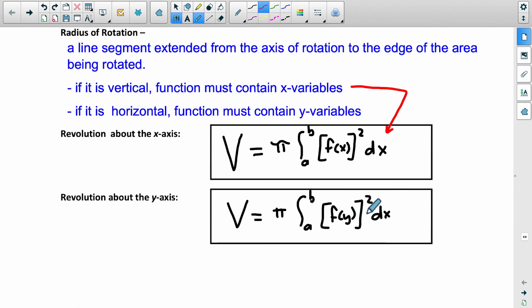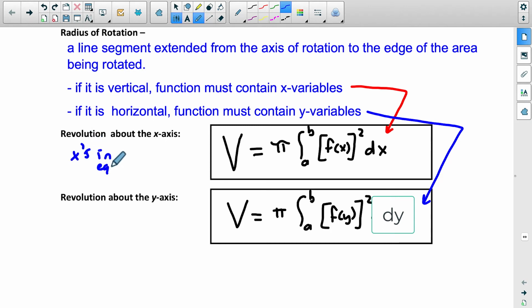And so it all fits together because, yes, for this one, you end up having y's in the equation. So this one, x is in the equation. I mean, I think it's overkill, right? I don't need to do all this. And for revolving around the y-axis, you're going to have y's in your equation, or in your function, I guess.